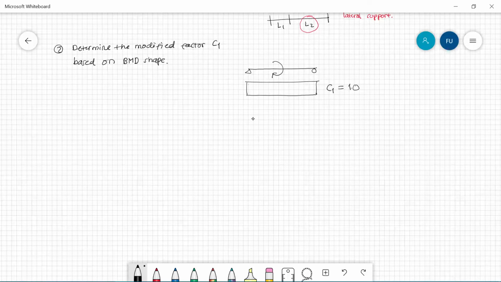Then when there's a point load applied on the simply supported beam, the shape of bending moment is triangle shape. So the value of C1 is equal to 1.35.